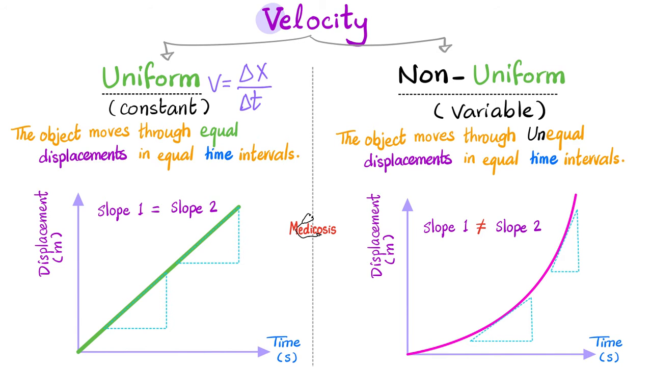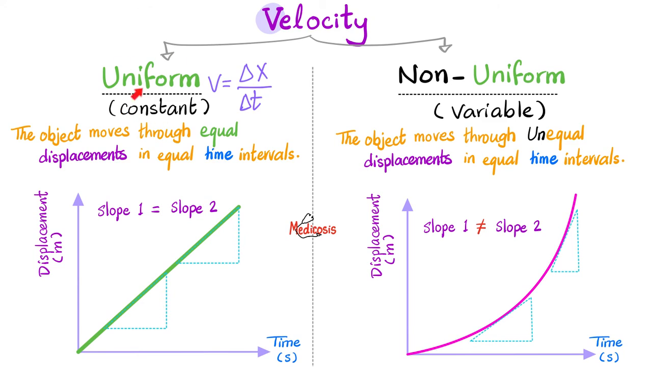If I measure the slope of this line right here and the slope of this line right here, they are exactly the same. But with the non-linear one, if I measure the slope of this line and the slope of this line, they are not the same. This one has a lower slope than that one because that one is steeper than this one. Because the two slopes are not the same, this is a non-linear relationship, making it non-uniform.